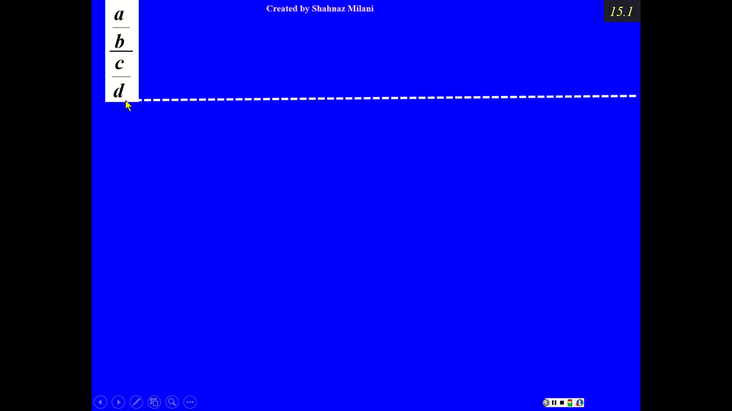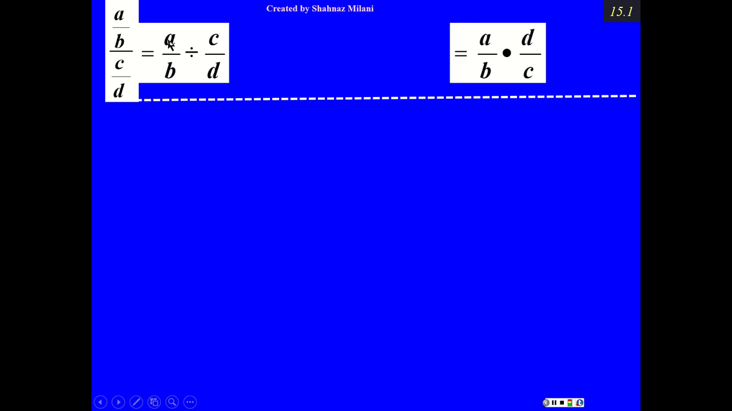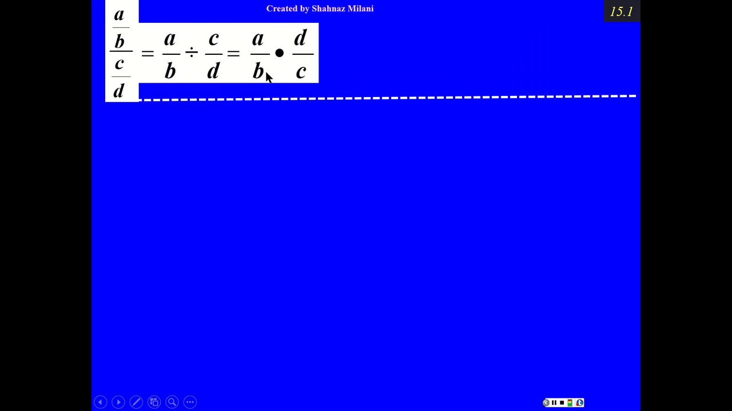This is the complex fraction, which the way the book says, we have to write it down a over b, and this line becomes a division sign, and c over d is going to be my second fraction. Then change the division to multiplication. Then the first fraction, write it down as is. Division becomes multiplication, but your second fraction becomes the reciprocal.